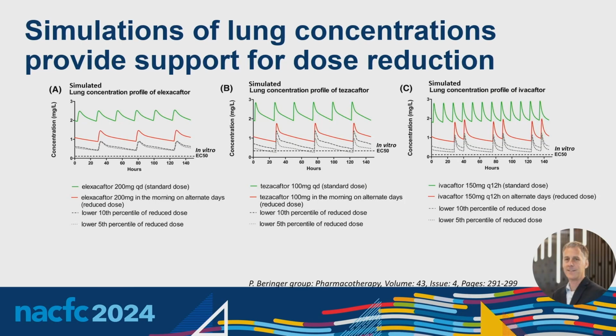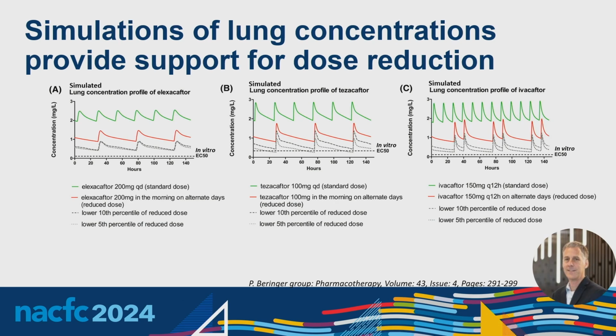Further support for the potential hypothesis of dose reduction comes from Dr. Berenger's group, and this is a slide of simulations of lung concentrations that could provide further support for this practice. So what you're looking at here are simulated lung concentration profiles of elexacaftor, tezacaftor, and ivacaftor using physiologic-based pharmacokinetic modeling. And what Dr. Berenger and his colleagues did was to look at what the range of concentrations may be based on available data, looking at a very low dose reduction, in this case, alternate day dosing. And he looked all the way down to the 5th and the 10th percentile. So you're looking at trying to look at the lowest of the low groups of patients.